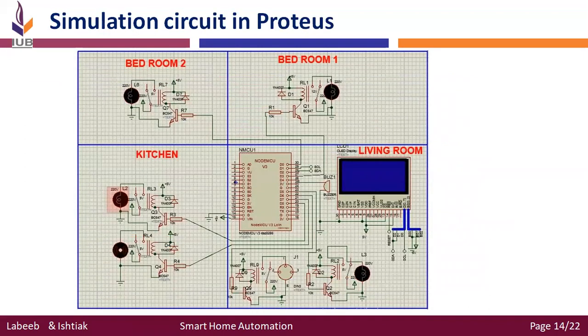So this is the simulation circuit that we have done in Proteus. Here you will see that the NodeMCU is connected to each of the loads via a relay switch. According to given conditions, the relay switch will turn on or off for the specific devices. And the NodeMCU is connected to the display as well, so it will show which device is on and which device is off. Not only that, the sensor is also connected to the NodeMCU.